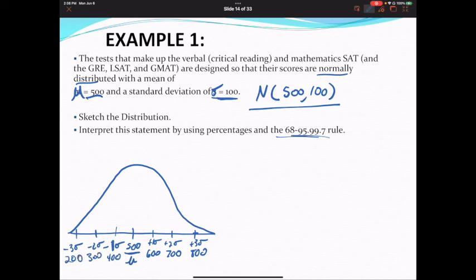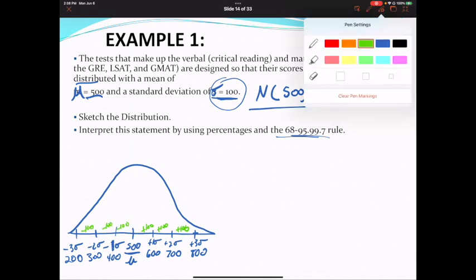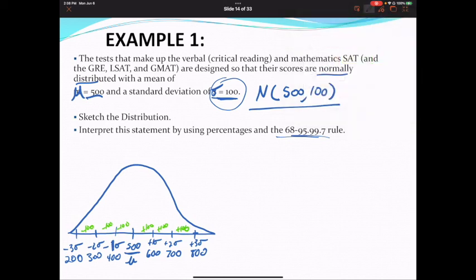So see, when I was adding standard deviations, what I was doing was adding 100 every time because I'm going up. And then when I was going below, I was subtracting 100 every time. So let's interpret this normal distribution using the 68, 95, 99.7 rule.